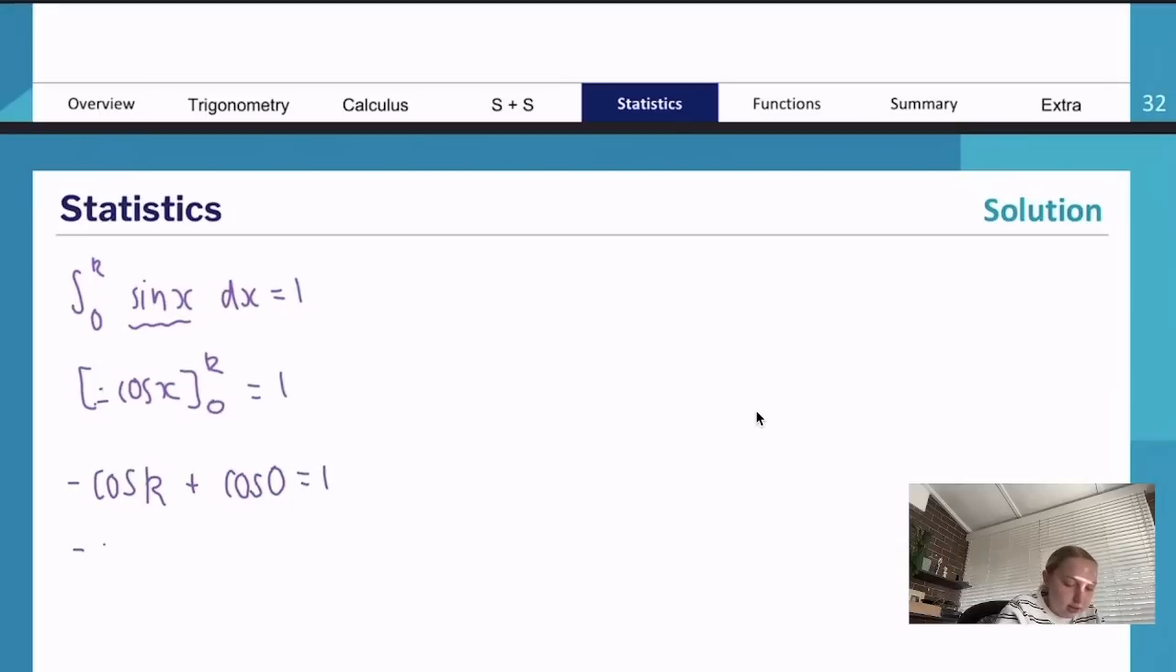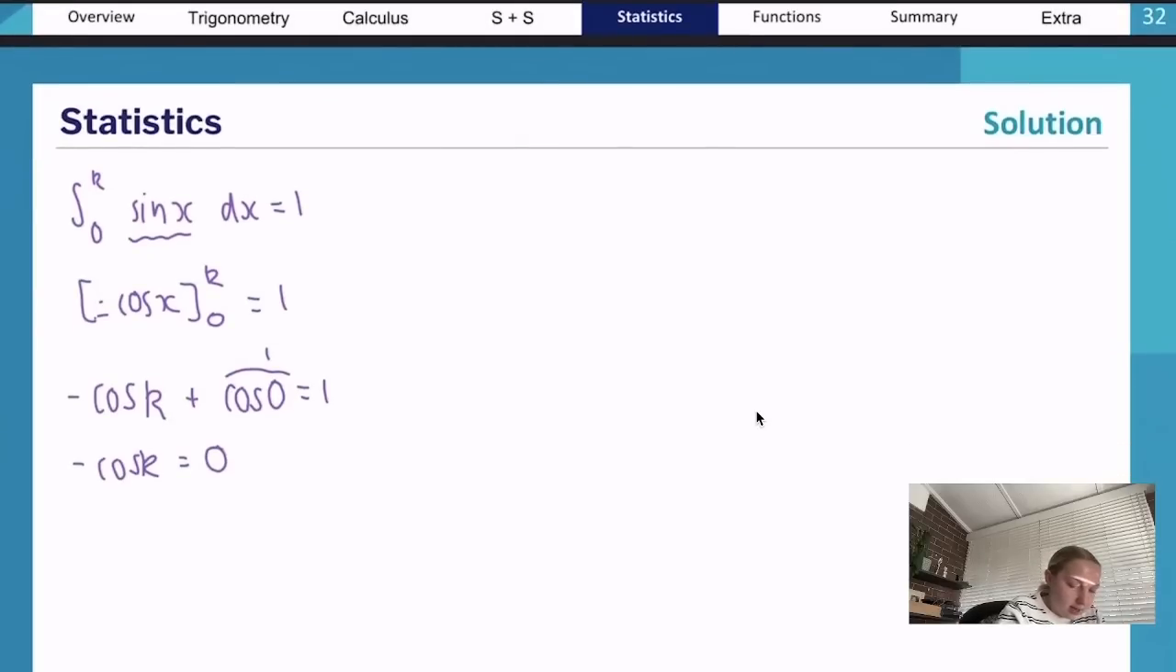Equals 1. So negative cos k is equal to 0 because this is equal to 1, and then we're going to minus that 1 across. So then our cos of k, if we take this across, we're going to get pi on 2. Okay, so that's all we need to do to get those marks.